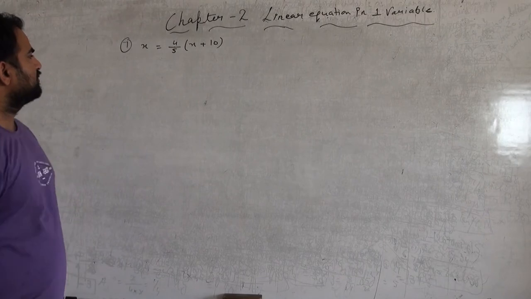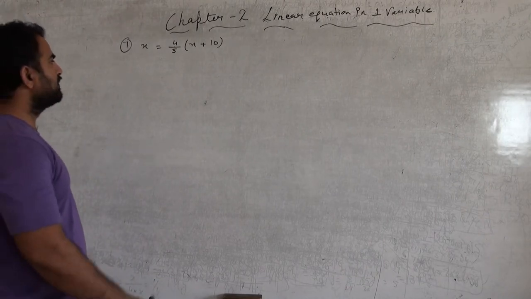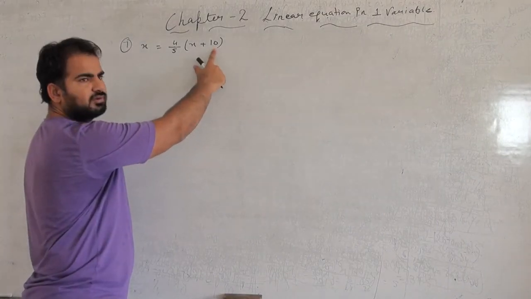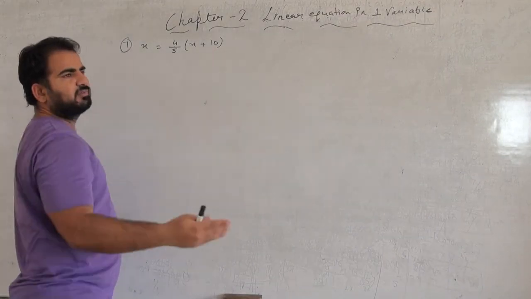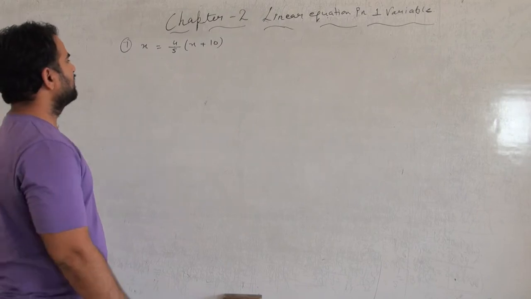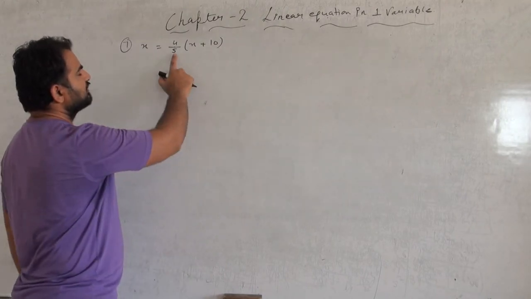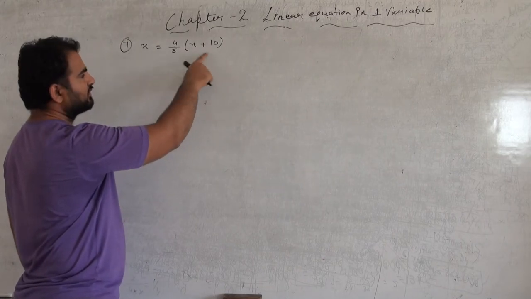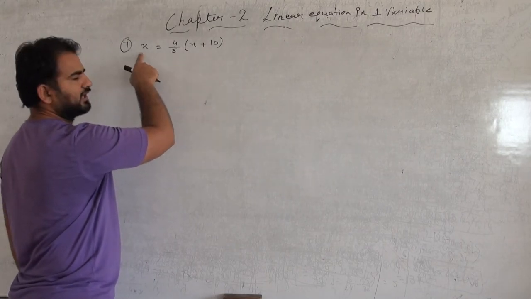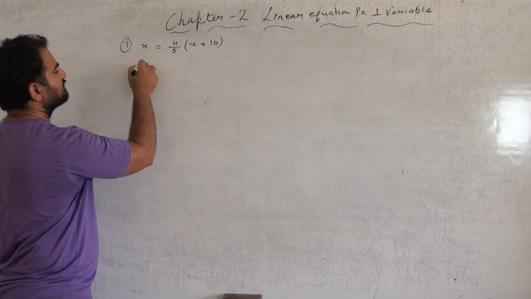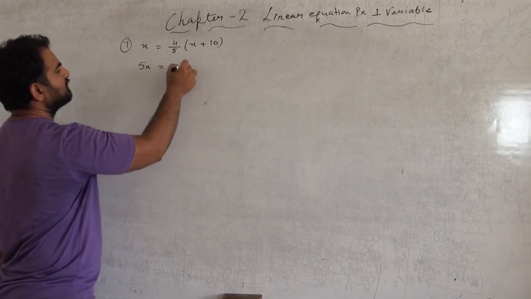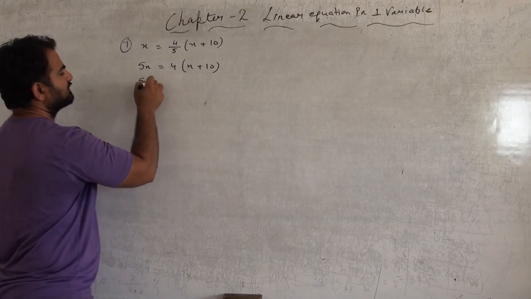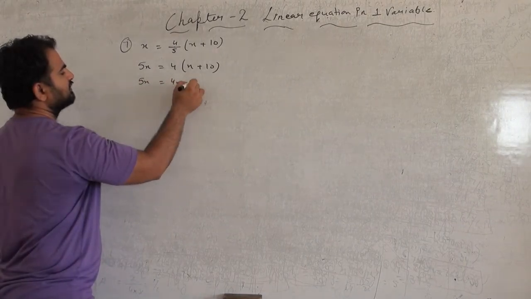Okay, so there are two methods to solve. First of all, multiply this 4 upon 5 to x and then 4 upon 5 to 10. But it will be a little complicated. Okay, so what I am doing is multiply this 5 because it is divisible with all of them. So multiply this 5 to x. It will be 5x equals to 4 bracket x plus 10. So 5x equals to 4x plus 40.